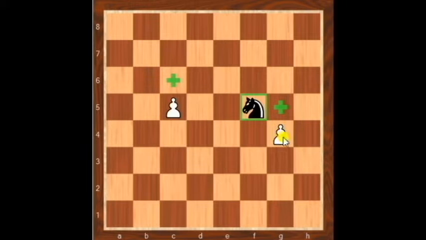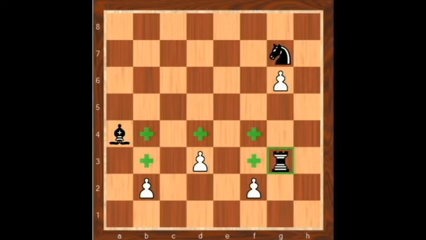And pawn can also capture diagonally. See, the pawn on g4 is attacking the knight on f5. Therefore, this pawn on g4 captures the knight diagonally. See, this is how the pawn can capture the knight that was attacked earlier. This is all the pawn captures.